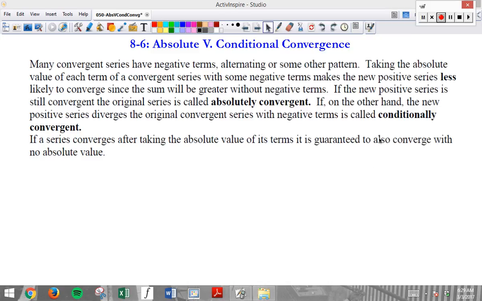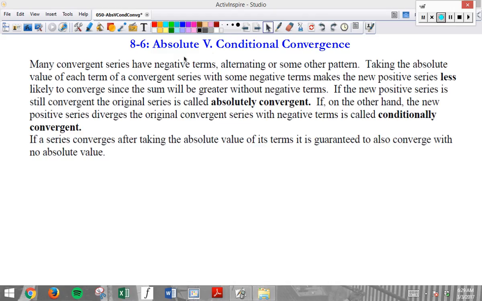Alright, today I'm going to be talking about 8-6, absolute versus conditional convergence. I hope this to be a short video. We'll see. We will see.